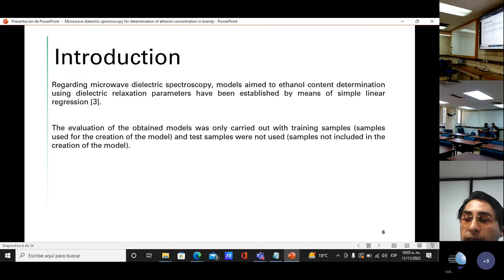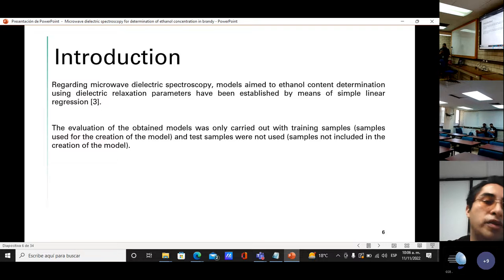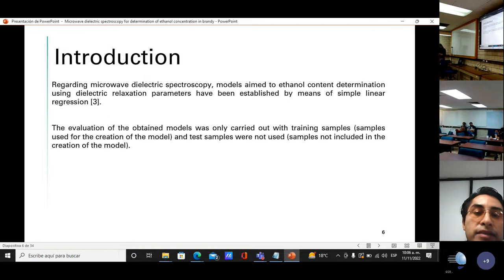It is worth mentioning that there are a few works about microwave dielectric spectroscopy, and this could be a fast and cheap technique to measure ethanol content. Regarding microwave dielectric spectroscopy, models aimed at ethanol content determination using dielectric polarization parameters have been established by means of simple linear regression. The evaluation of the obtained models was only carried out with the training samples used for the creation of the model, and the test samples, samples not included in the creation of the model, were not used.